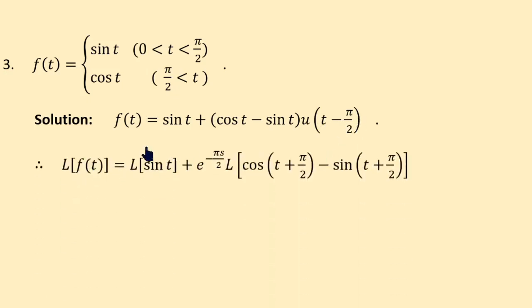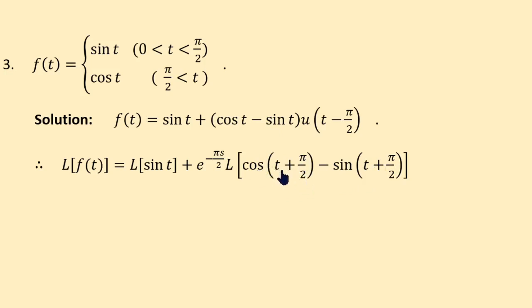So its Laplace transform is the Laplace transform of sin t plus e power minus as, a is pi by 2, so minus pi by 2 s into the Laplace transform of f of t plus a. So t is replaced by t plus pi by 2. This is f of t plus pi by 2. f of t is here cos t minus sin t, so f of t plus pi by 2 is cos t plus pi by 2 minus sin t plus pi by 2.